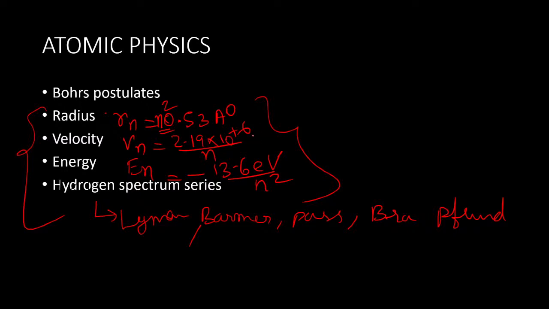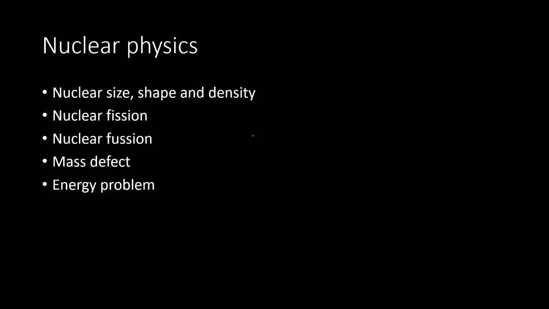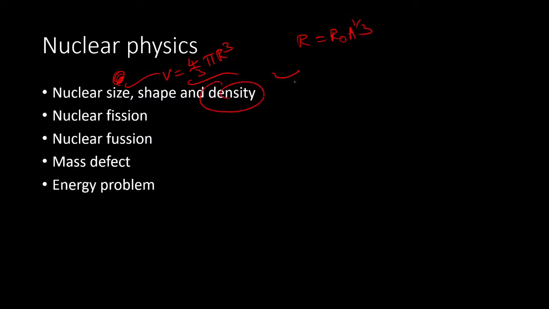Now I am going to the next chapter. Nuclear physics: nuclear composition, shape, size, density. It is a sphere shape. Volume of the nucleus is 4 by 3 pi r cube. Radius is equal to r naught times A to the power 1 by 3. Density is equal to mass per unit volume. Volume we already know, just substitute and you can get the density.